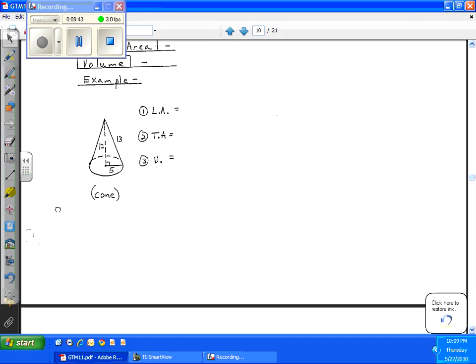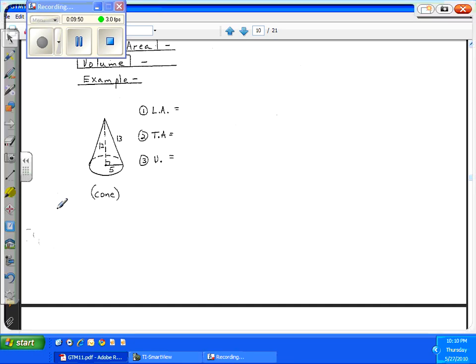What we have here is a circular pyramid, which is called a cone. To find the lateral area, we take 1/2 of the perimeter of the bottom times the slant height. The slant height is 13.